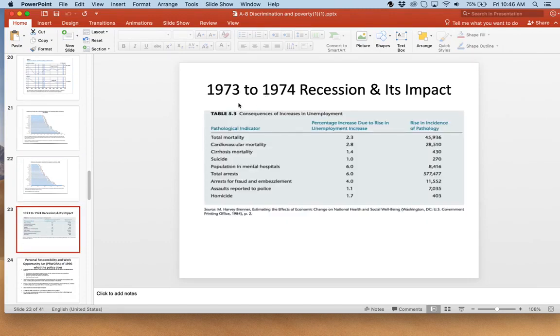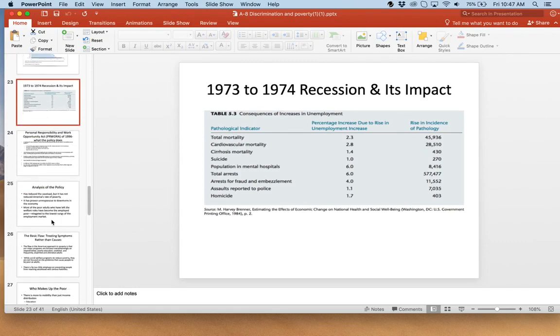This one tells you about the 1973-1974 recession and its impact. Basically, when I was showing you the other graph, I showed you why the graph dipped around the 1970s, because of the recession that was taking place around the time.